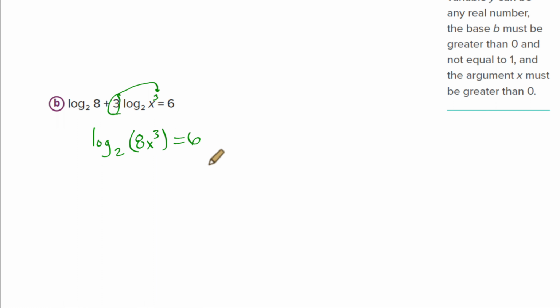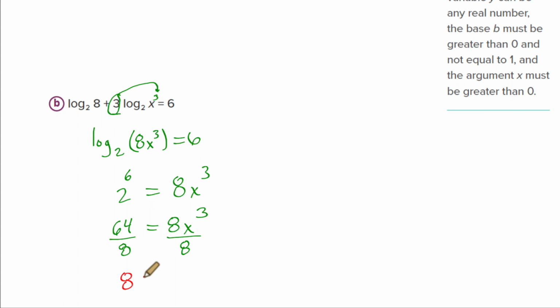Well, how does that help us? Well, let's just see what happens here. This is the base. 2 raised to the 6th power is going to equal 8 times x cubed. All right, so 2 to the 6th power, 2, 4, 8. And then another 3 would be 64, right? So that's 64 equals 8x cubed. We're going to divide by 8, just like a regular equation here. What is 64 divided by 8? 64 divided by 8 is 8. So they will cancel, and we'll get 8 equals x to the 3rd power.